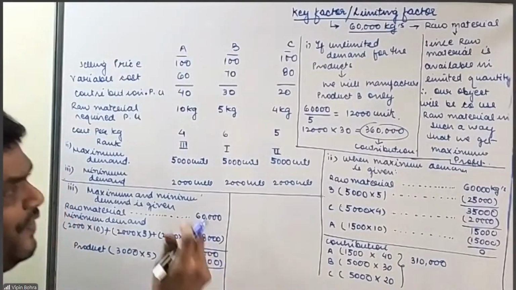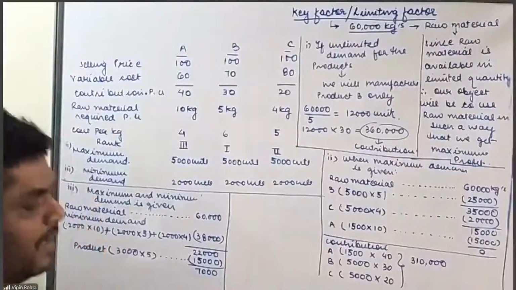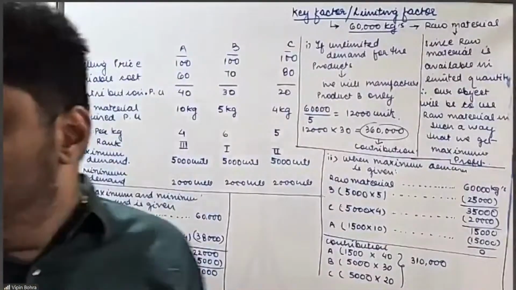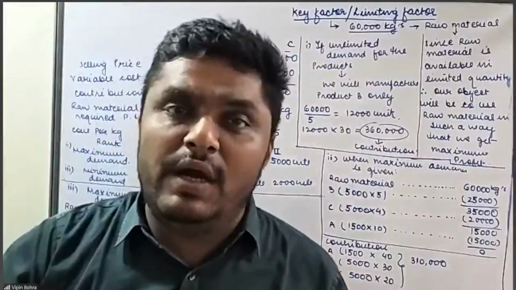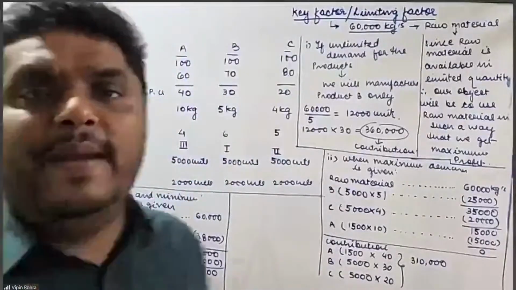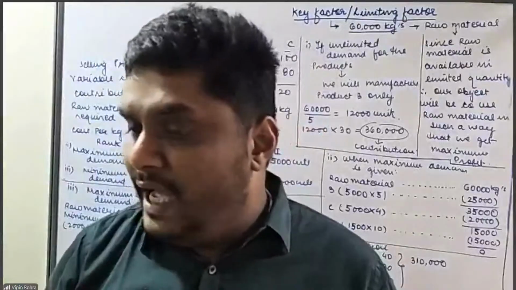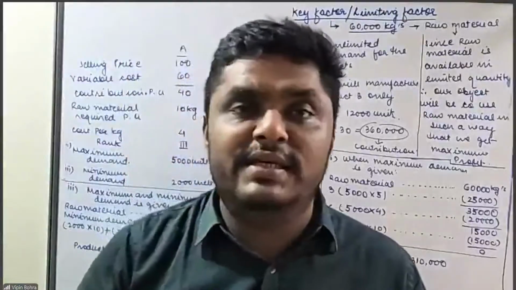So after manufacturing the full 5,000 units of product B, we are still left with 7,000 kgs. So can you guys tell me which product we will manufacture from these 7,000 kgs? Quick, guys. I want you guys to participate in the session.